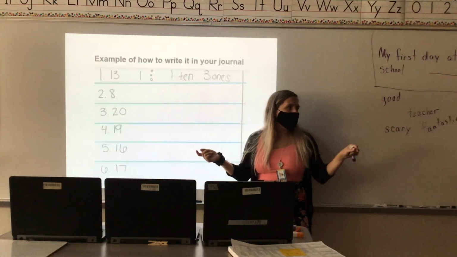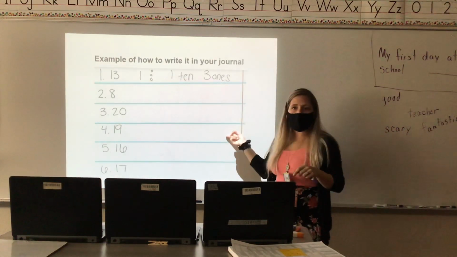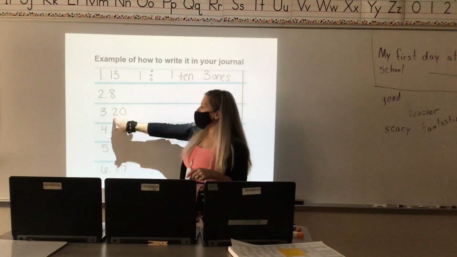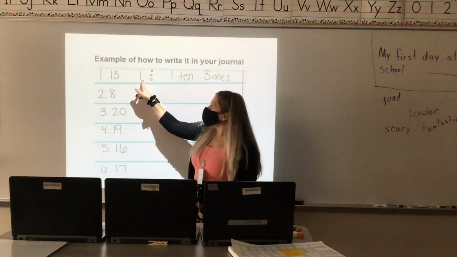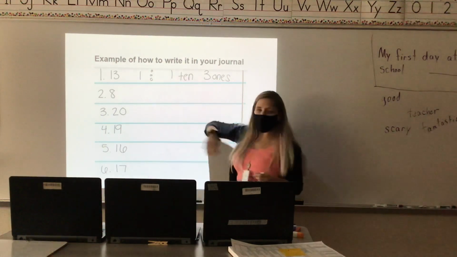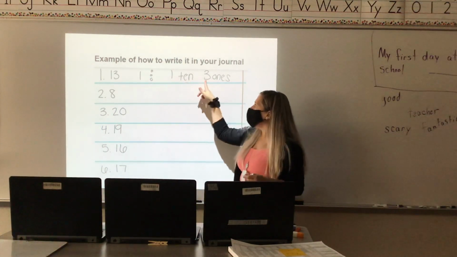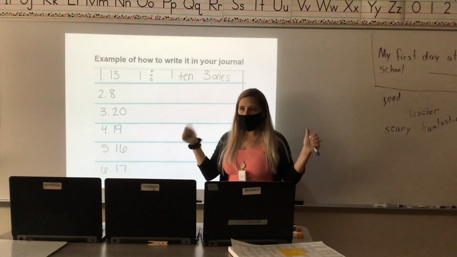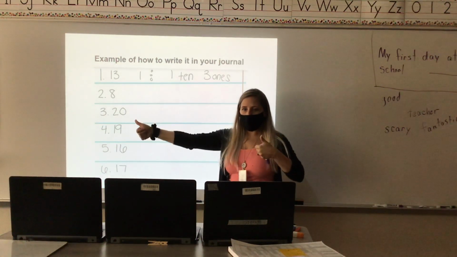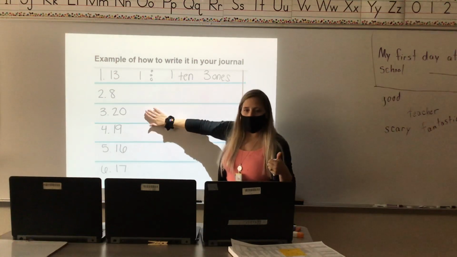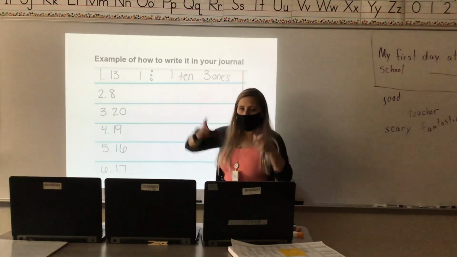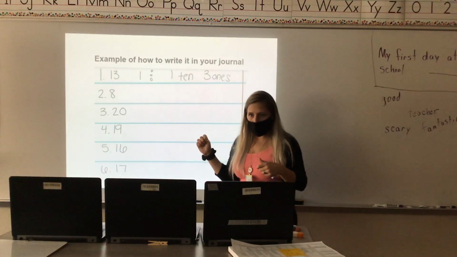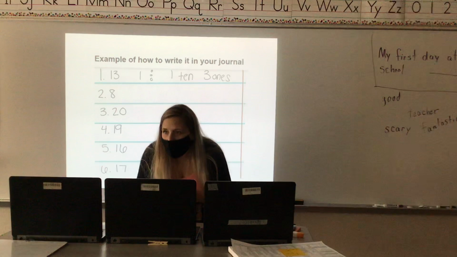So this is what it'll look like in your journal. I numbered them 1, 2, 3, 4, 5, 6. I wrote the numbers right next to it. I quick drew 13, 1 ten, 3 ones, and then I wrote out 1 ten, 3 ones. Just like what we were just doing. Okay? Got it? So this part goes in your journal. Then you're going to take a picture of your journal and send it onto your Google Classroom. All right?